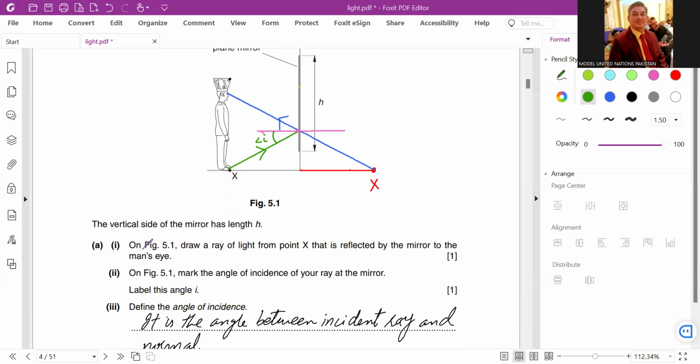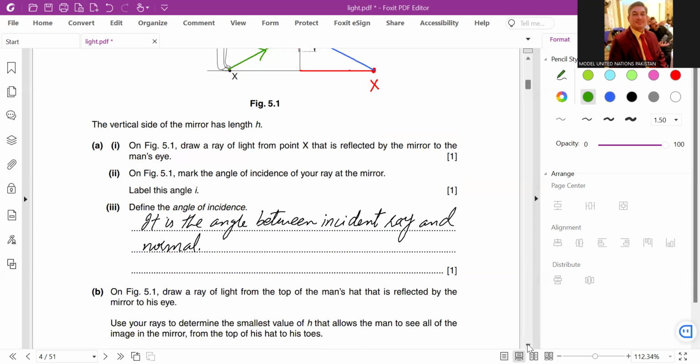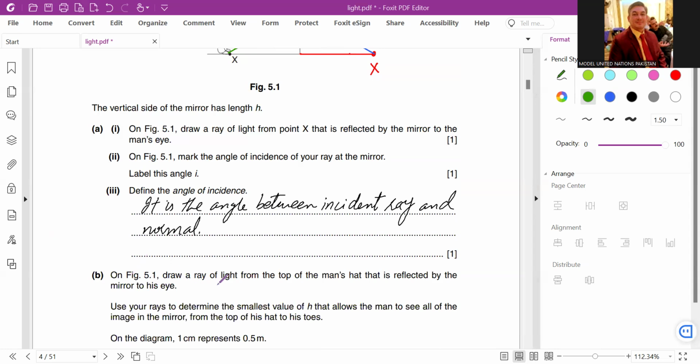For the first part of this question, on figure 5.1, draw a ray of light from point X that is reflected by the mirror to the man's eye. On figure 5.1, mark the angle of incidence at the mirror. How do we define the angle of incidence? It is the angle between the incident ray and the normal. Always remember that it is always measured with the normal. On figure 5.1, draw the ray of light from the top of the man's head that is reflected by the mirror to his eye. Now the person is able to see the top of his head.